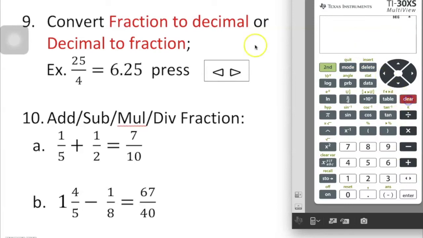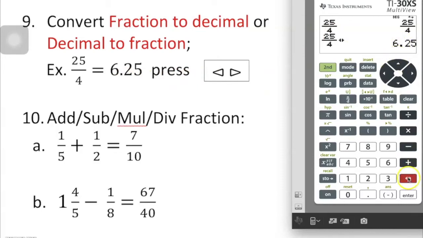Okay, so the one I have, I'm going to type in 25/4. Enter. Of course, this is a fraction. I'm going to have a decimal, so I'm going to use this arrow and it gives me 6.25. Clearly, as you see, right? 6.25. All right, so that's how you convert.